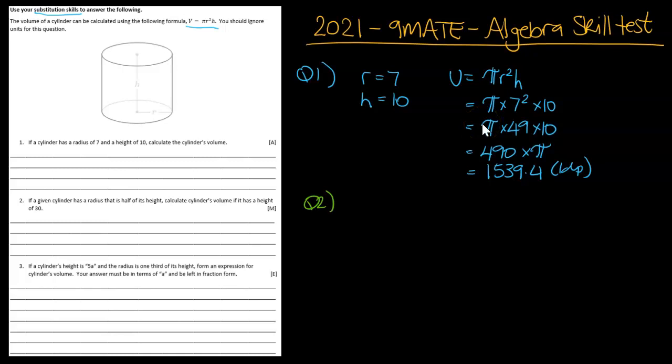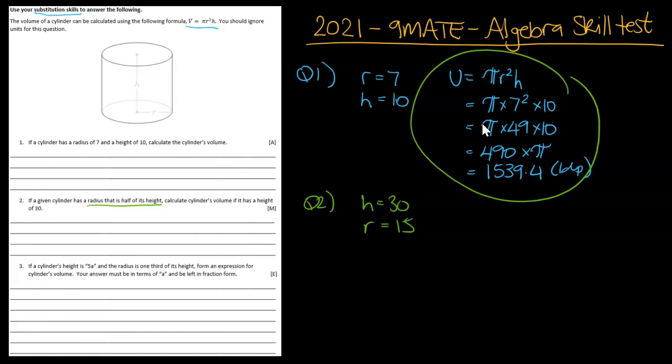If a given cylinder has a radius that is half its height, so we know the radius is going to be half whatever the height is, calculate the cylinder's volume if it has a height of 30 units. So we've been told that h is equal to 30, and what made this a merit question was there's a bit of reading of the words to get the maths out of it, but we've been told the radius is going to be half of that. So from this, I know that the radius is going to be equal to 15. Like I did above, I'm going to jot down my formula, substitute, and calculate the answer.